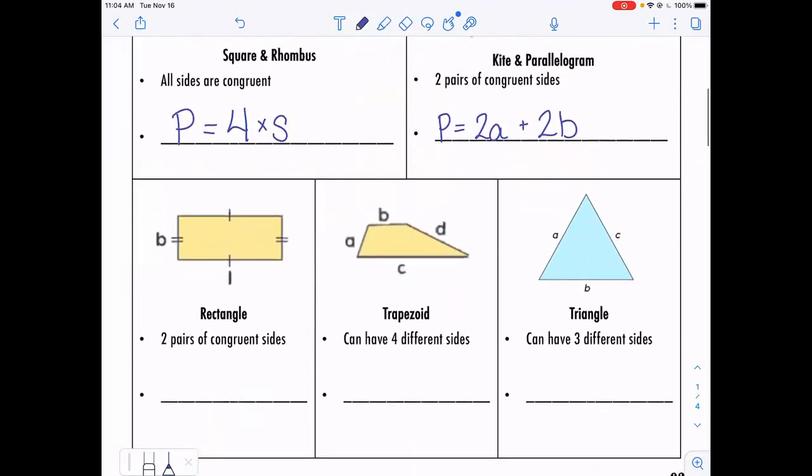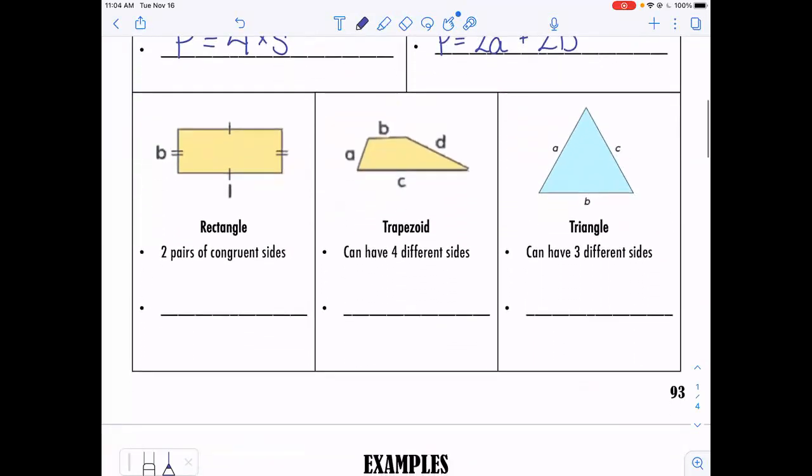All right, rectangles. Camden, what do you know about rectangles? Yeah, 4 sides, parallel sides. Okay, rectangle. What's it say under rectangles, guys? It's on your paper. 2 pairs of congruent sides.